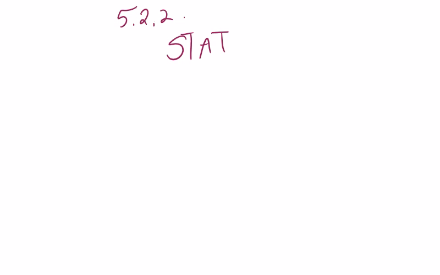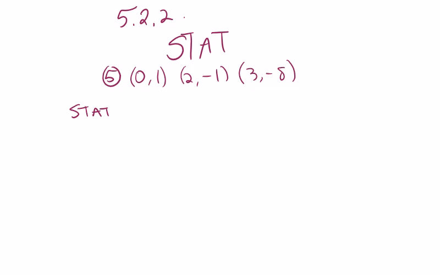So this is number 5 on the homework. Okay, so it's 3 ordered pairs: 0, 1, 2, -1, and 3, -8. Okay, so it says write a quadratic for these ordered pairs. So you're going to do stat, edit, and then you're going to go to L1 and L2. And in L1, you're going to put 0, 2, and 3. Those are the values of x. In L2, you're going to put 1, -1, -8. Those are the values for y.